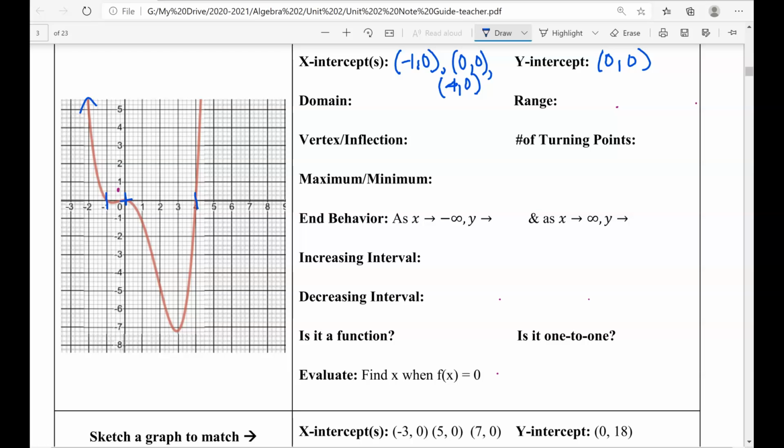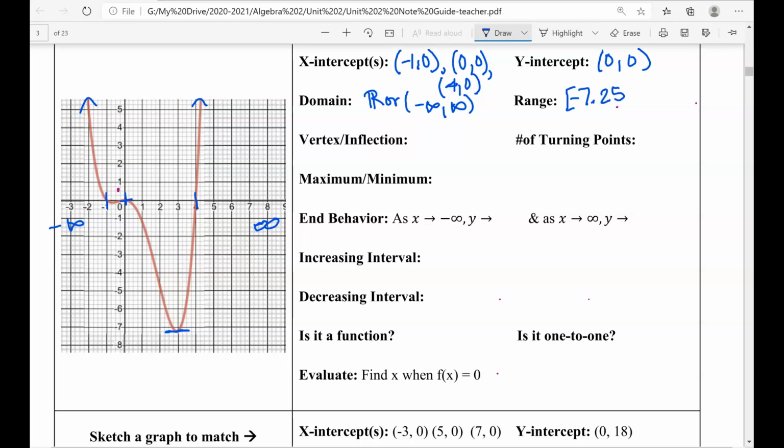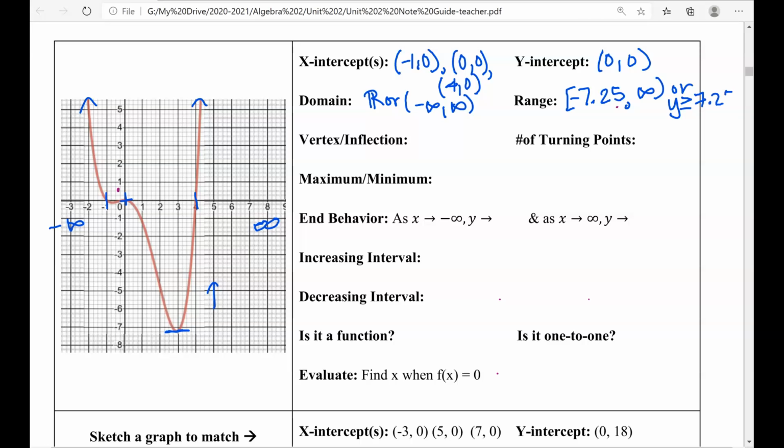Your domain is going to be all real because it's going to go from -infinity to +infinity. So all reals or -infinity to +infinity. Your range is going to start right here in the bottom. So it's -7.25, excuse me. And it goes upward forever. So that's going to go all the way to +infinity. Or you can write y is greater than or equal to -7.25. Okay, either one is going to be okay.